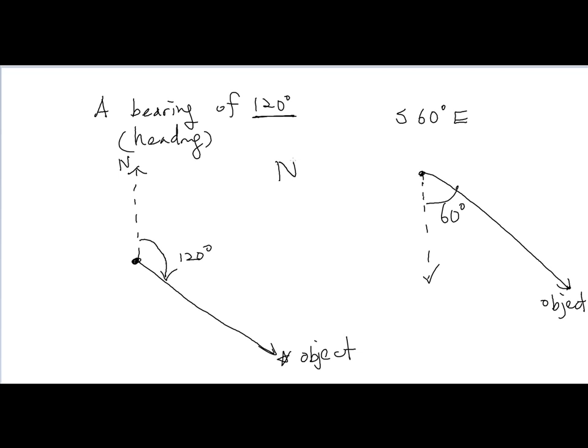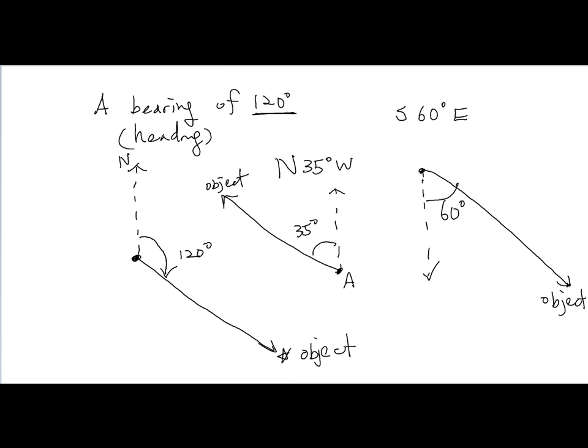Now, what is a bearing of north 35 degrees west? Then you start north and you tilt toward the west 35 degrees. So an object is over here, an observer is looking at the object, and from this observer's point of view, that object has a bearing north 35 degrees west.